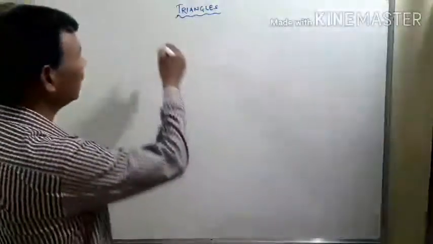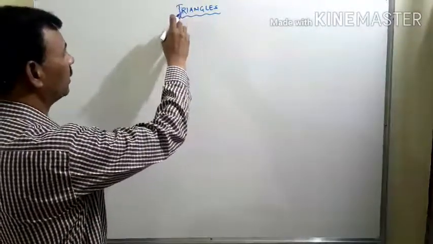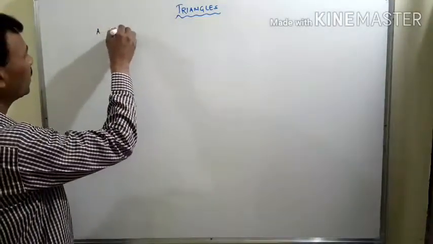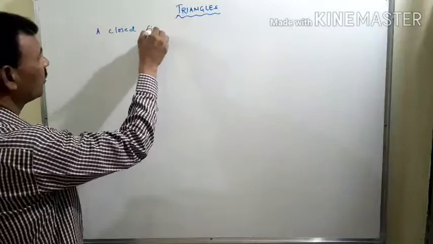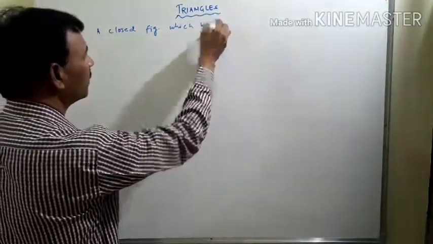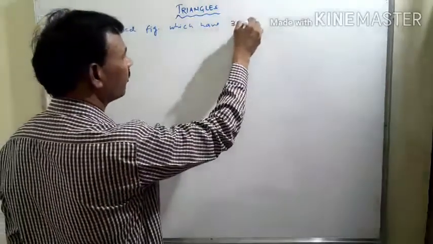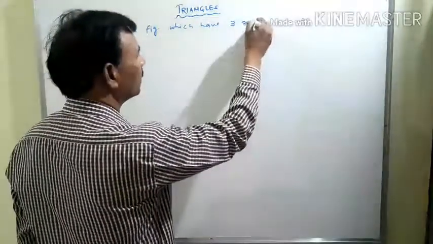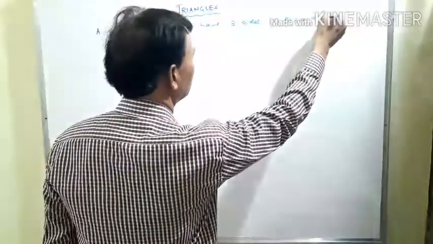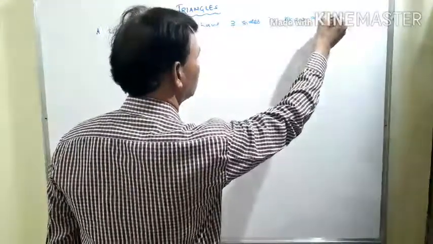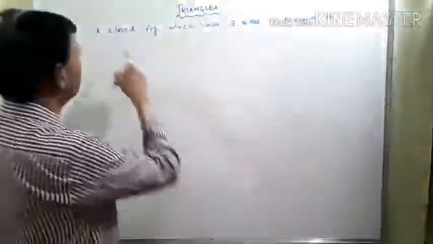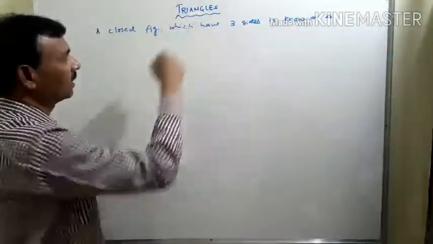That means if we write the mathematical definition of a triangle, then a closed figure which has three sides is known as a triangle. This is the sign of a triangle. This is the mathematical definition of the triangle.